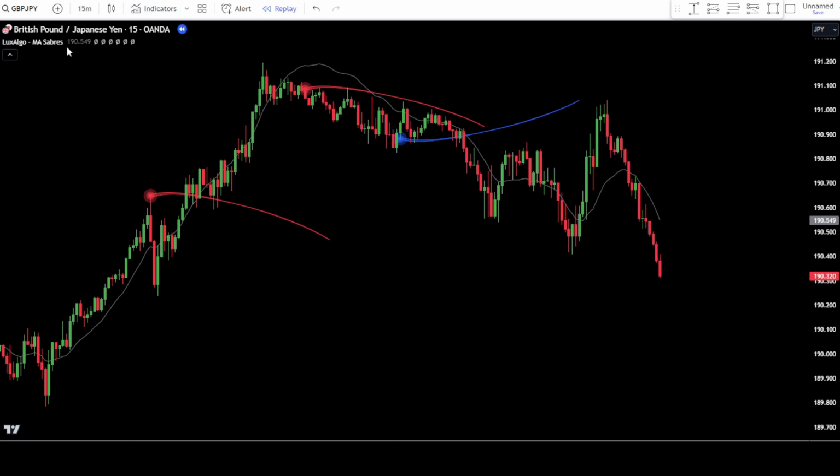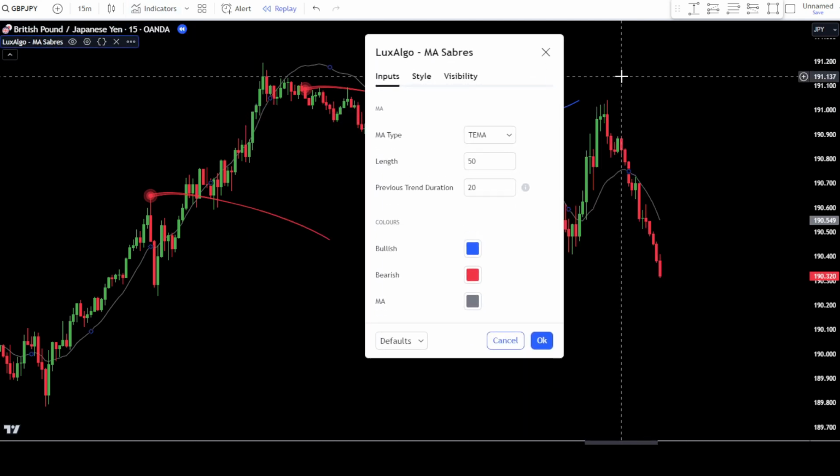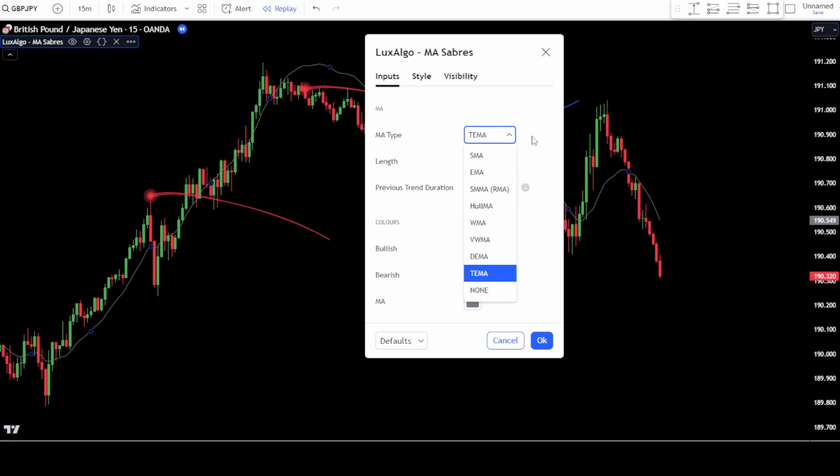Now, go to the Settings tab for MA Sabers. Once in the Settings tab, there are several parameters you can adjust. You can choose the MA type according to your needs. Options include Simple Moving Average, Exponential Moving Average, and others. You can also adjust the length and previous duration of the chosen MA type. For this example, we will stick to the default settings for MA.